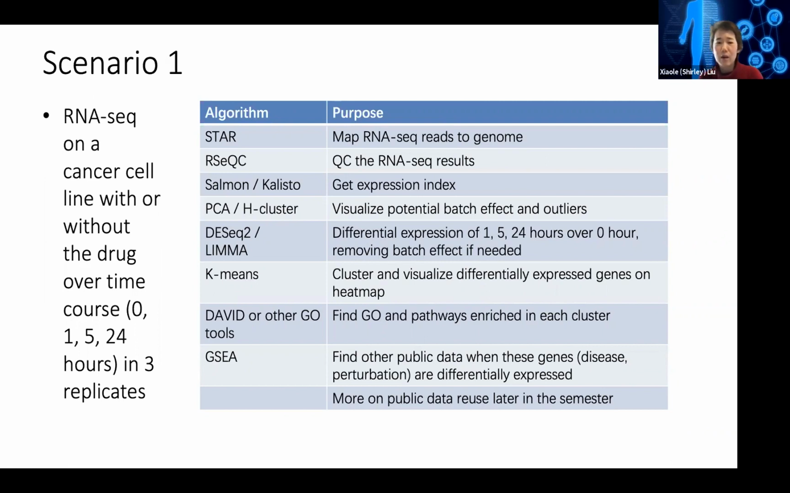And there are also GoStat and other things that you can run directly from Bioconductor and find the genes or pathways that are enriched in different clusters. And then use GSEA to find other public data when the same group of genes are observed in disease or other perturbations. And so, yeah, we'll do more on public data reuse later in the semester.